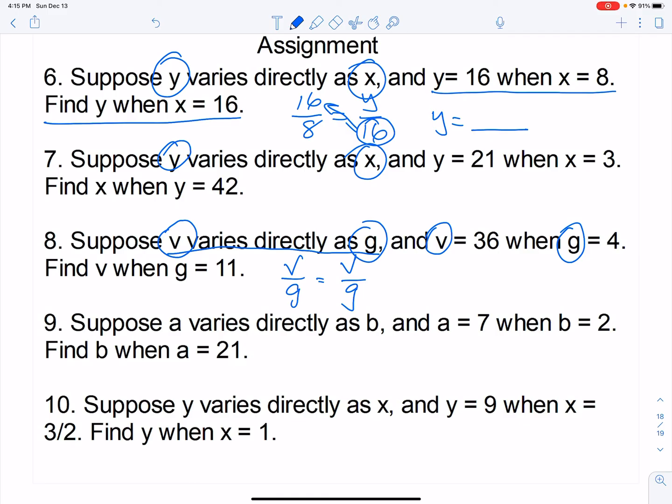Number 9, you're doing a and b, okay? So same thing. A is going to represent our x, b is going to represent our y, and you set it up accordingly. And number 10 is kind of a tricky one because they give you a fraction. Remember, you could use another format for fraction, okay? 3/2, there is another value that would be the same thing.